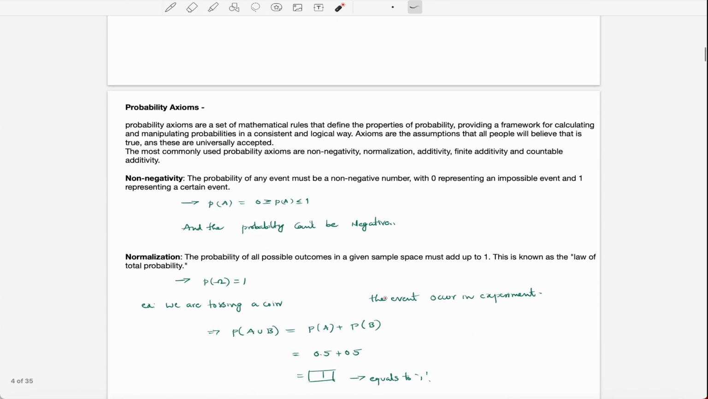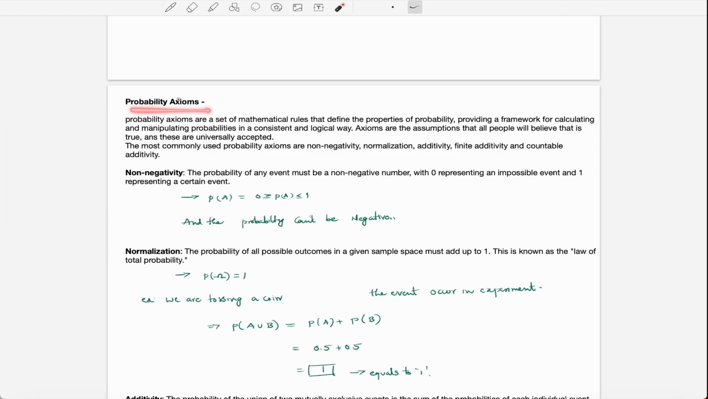So after that we have the probability axioms. What do we mean by these probability axioms? The probability axioms are a set of mathematical rules that define the properties of probability. These are assumptions that people believe to be true. These are universally accepted, the kind of rules that everyone believes are true.